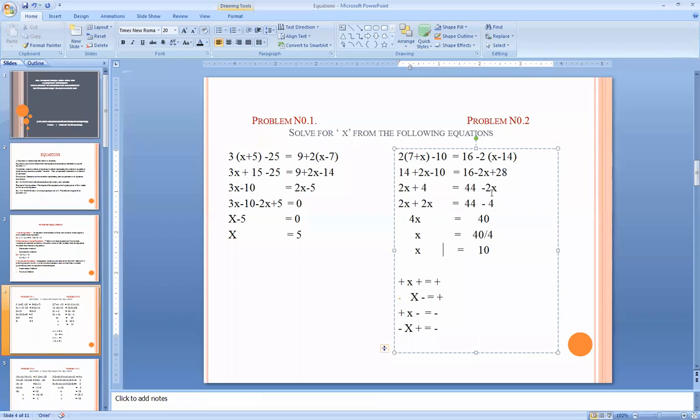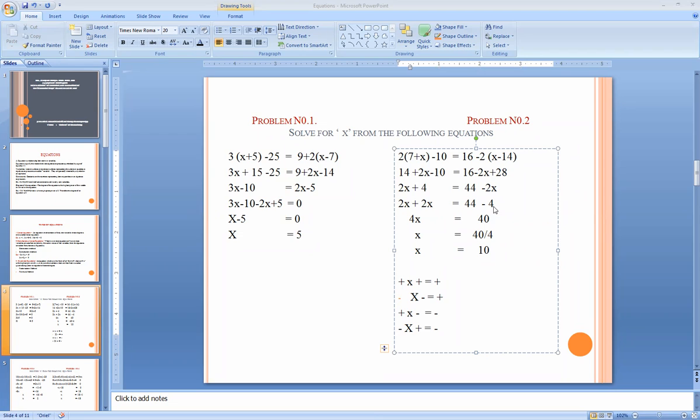Then we are writing this minus 2x as it is. Then we have to shift all the x values to the left side and the numbers to the right side. So in the case of the left hand side there is only 2x, and in the right hand side there is minus 2x. Now we are going to shift this minus 2x to the left side. It becomes plus 2x. And in the case of numbers, the right hand side is 44. Now we are shifting this plus 4 to minus 4.